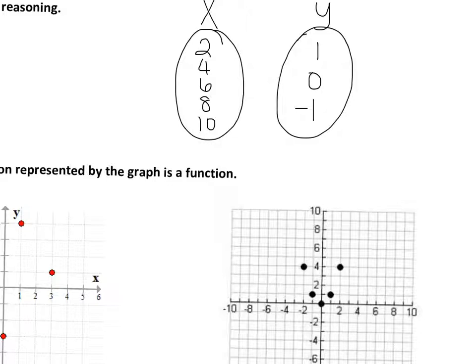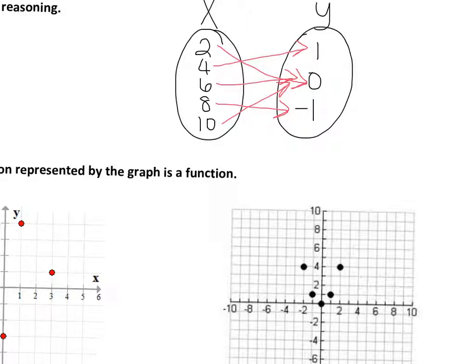So remember, 2 was mapped to 0. 4 was mapped to 1. 6 was mapped to 0. 8 was mapped to -1. And 10 was mapped to 0.